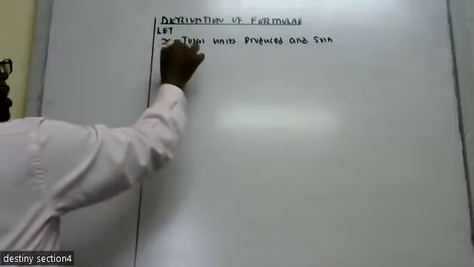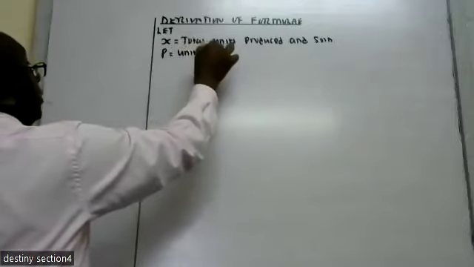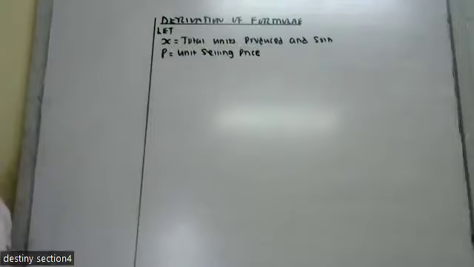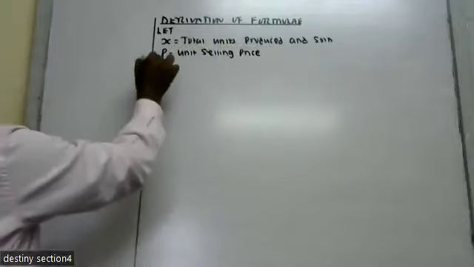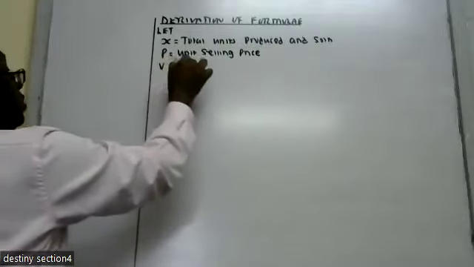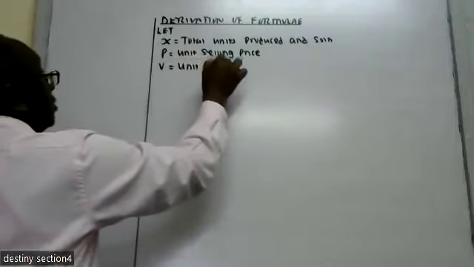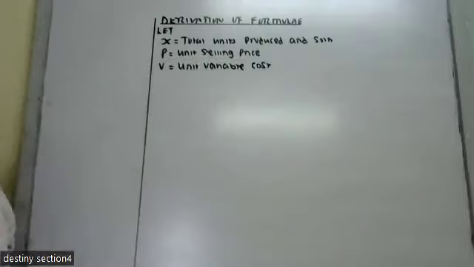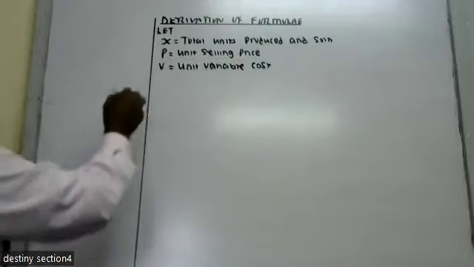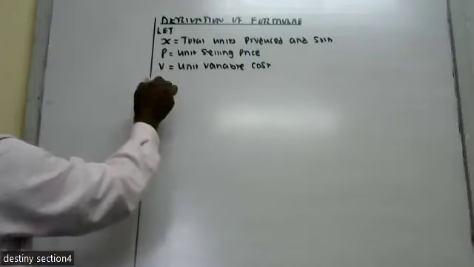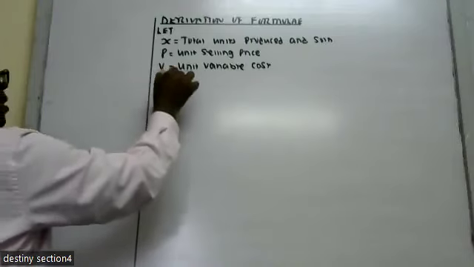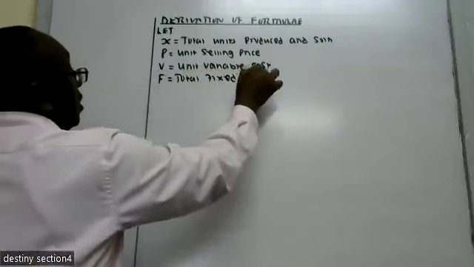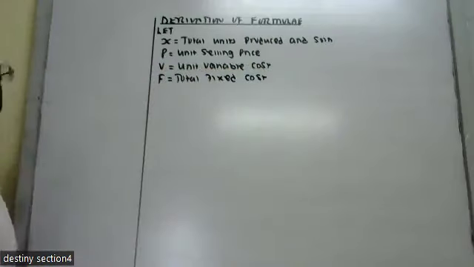P represents unit selling price, the selling price per unit. V represents unit variable cost, that's the variable cost per unit. F represents total fixed costs.